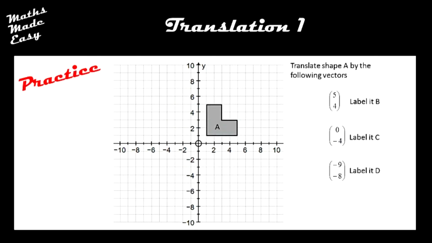Here's a practice for you to have a go at. All of these different shapes have different vectors to get to their new positions. Label each one B, C and D. Pause the video here, hit play when you're ready for me to talk you through some answers.